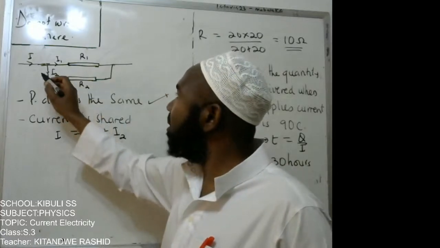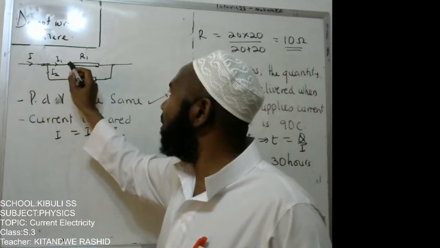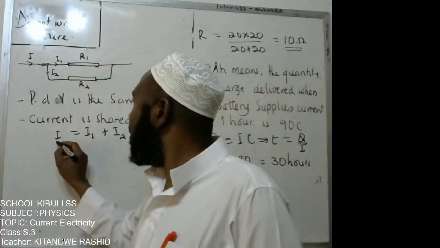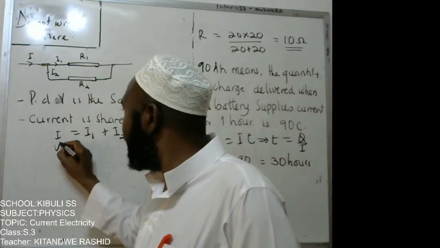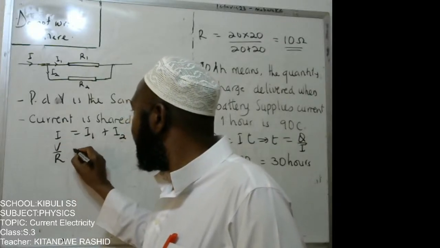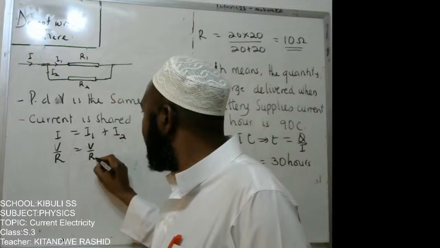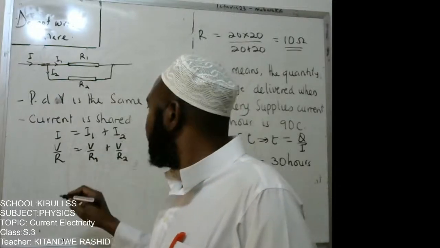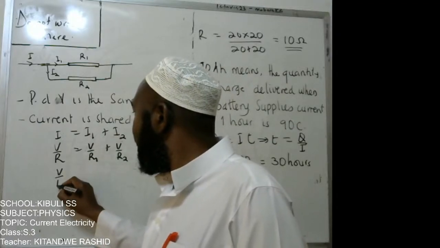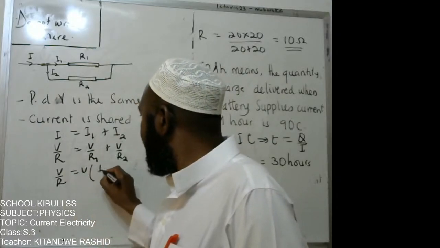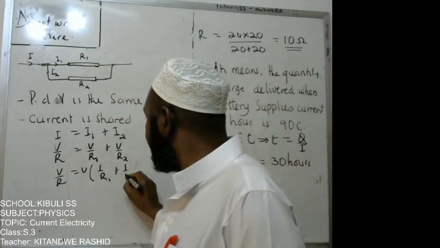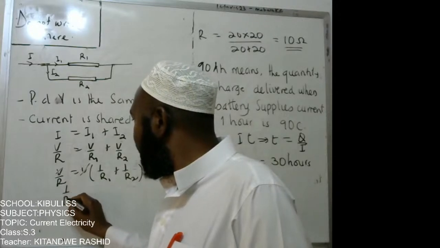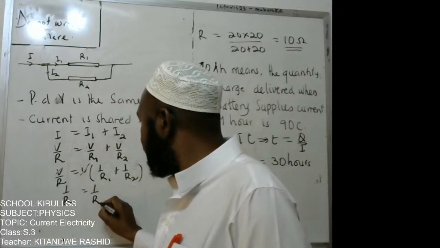It's just common sense. Current coming in divides. That means the subdivisions add up to the total current. Then from Ohm's law, we substitute I = V over R. This is V over R1 plus V over R2. Factorize out: V over R is equal to V times (1 over R1 plus 1 over R2). So the V's cancel, and we remain with 1 over R equal to 1 over R1 plus 1 over R2.